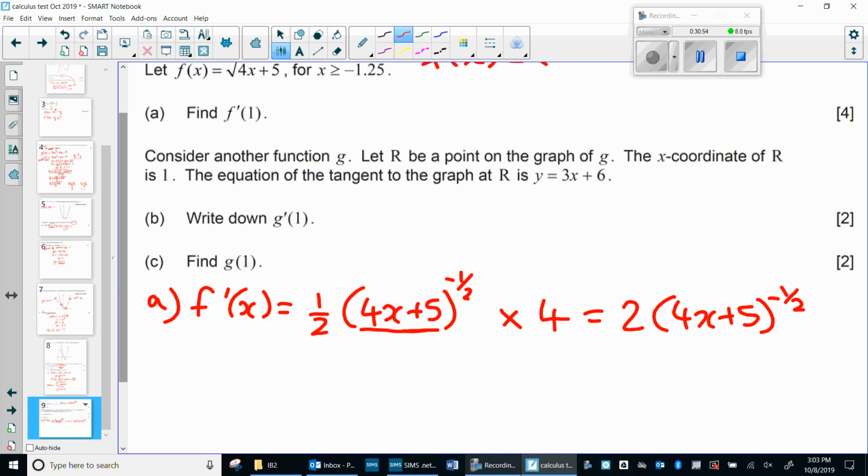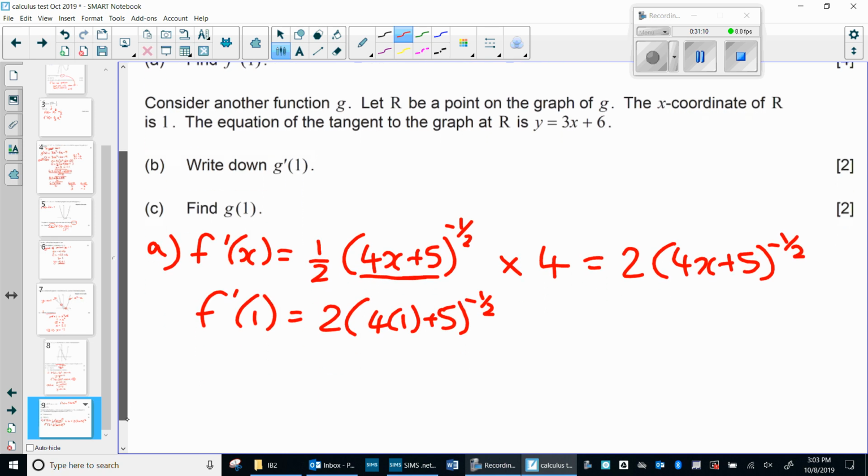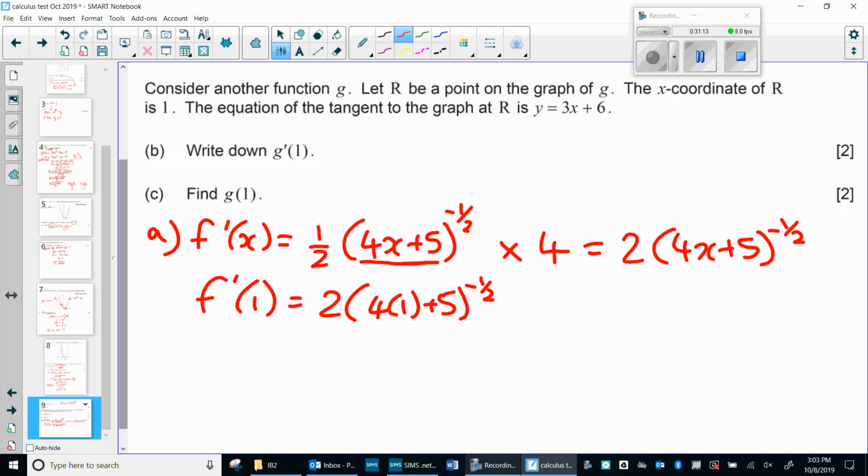Now what they're going to do is ask us to put 1 into there. It's worth 4 marks, so to be fair, you had your calcs available to you for this one. Okay? But 4 plus 5 is 9. Times 2 is... Well, no. You've got to follow BEDMAS. So you've got to do it to the power negative a half. Remember, negative a half means it looks like this. So it's 2 over 3.